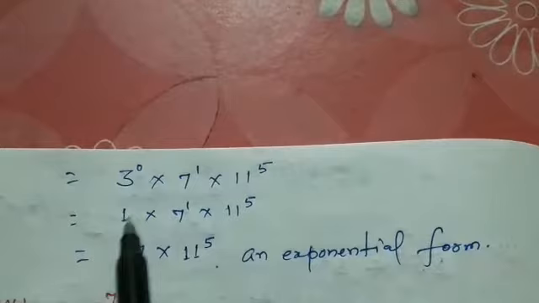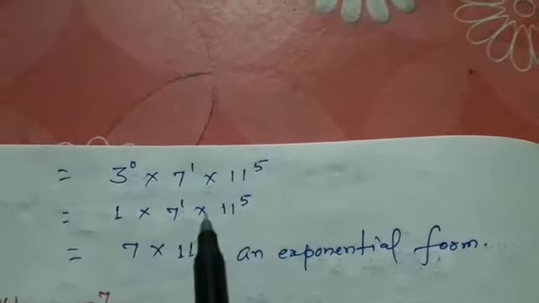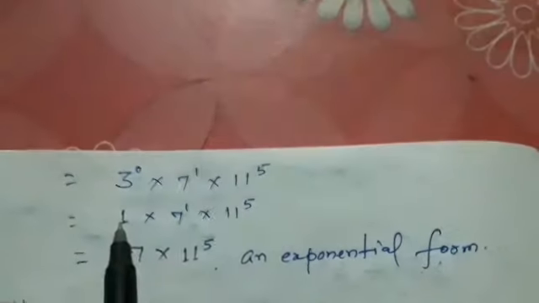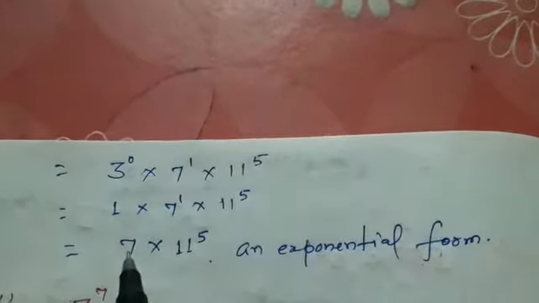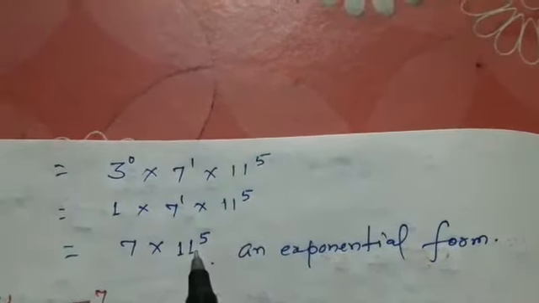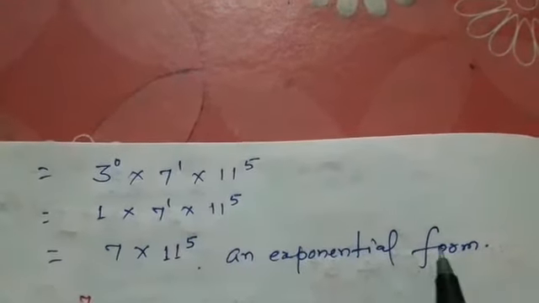is equal to 1 multiply 7 to the power 1 multiply 11 to the power 5. Simply it is 7 multiply 11 to the power 5. It is an exponential form.